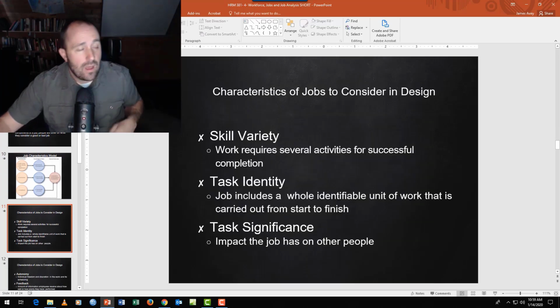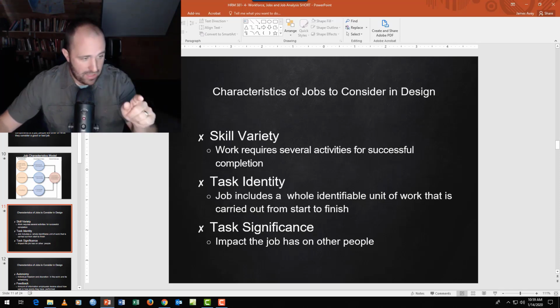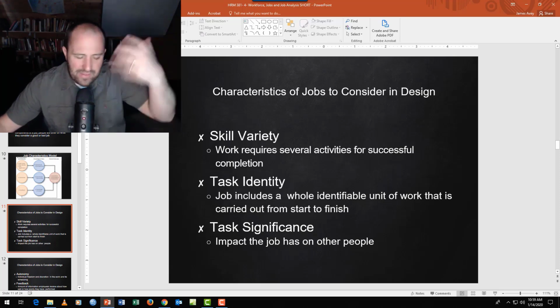Skill variety. If you have a job that has high skill variety, the work would require several activities for successful completion. It's not Henry Ford assembly line. I put that spoke on that wheel, and that's what I do for 15 hours a day, for 6 days a week. Now, that would be very low task identity. High task identity, I think of like a welder.